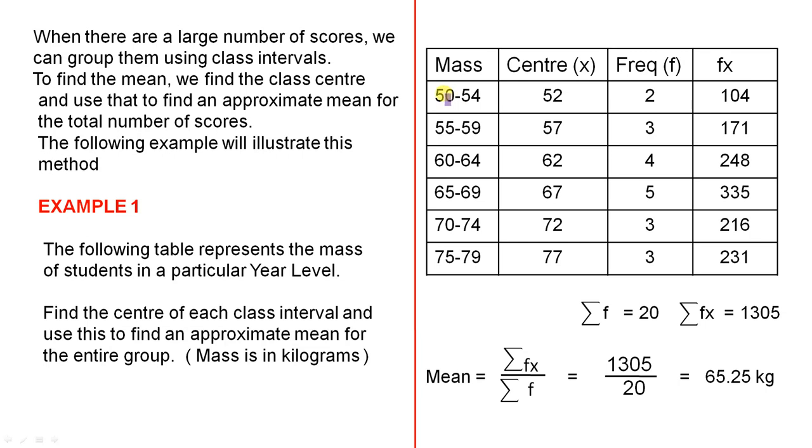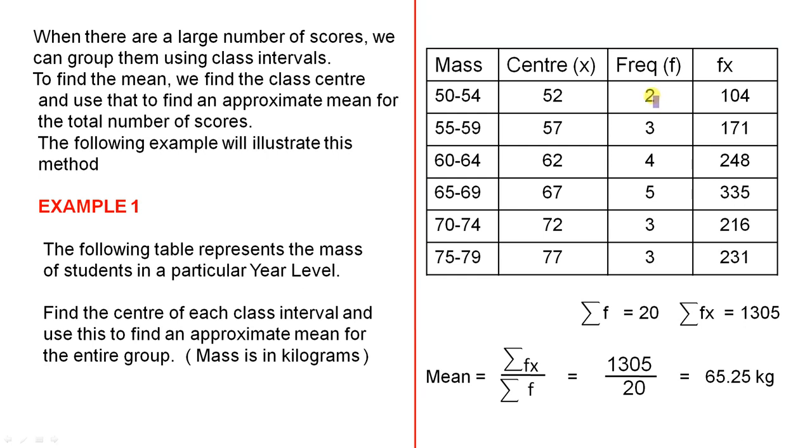So here, this class interval is from 50 to 54 inclusive, 55 to 59 inclusive. If we want to work out the mean, all we do is find the center. The center between 50 and 54 is 52. The center between 55 and 59 is 57, and so on. And these are the frequencies.